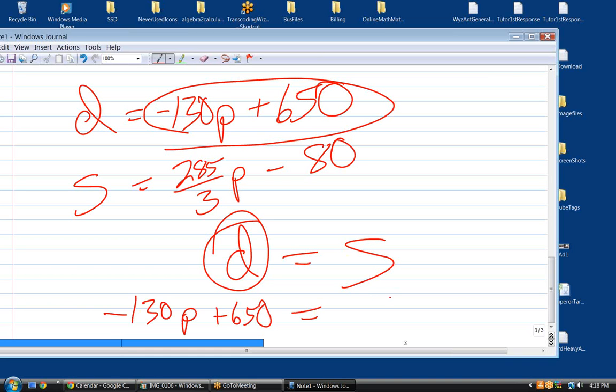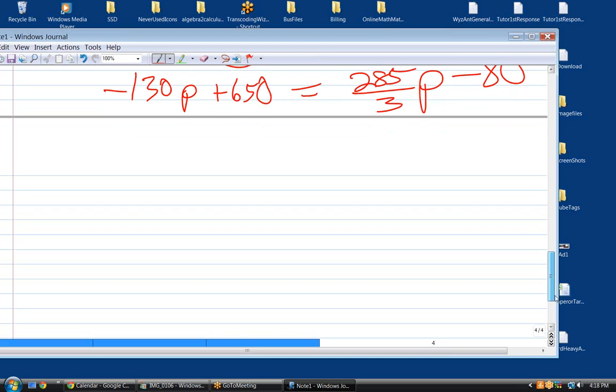And for S, what are we going to substitute? The 285 over 3 p minus 80. Okay, so now our goal is to solve that equation. Well, notice that we only have one variable and one equation. We can solve that. Right? Let's do it. What's the first step in solving this, Patrick?